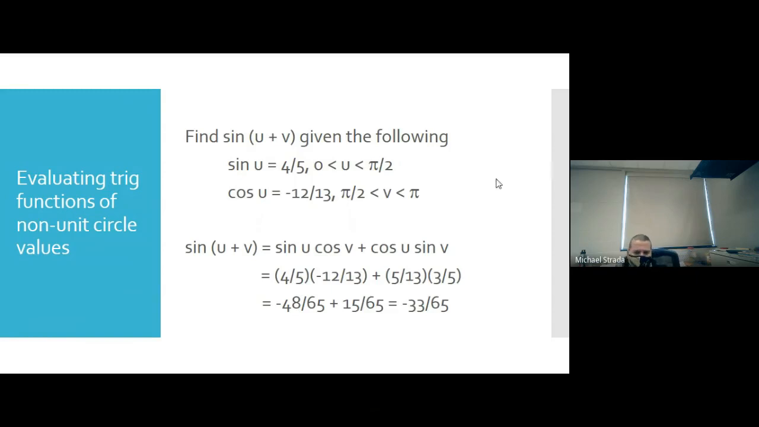Now we multiply. 4 times negative 12 is negative 48. 5 times 13 is 65. 3 times 5 is 15. 5 times 13 is 65. You will always have a common denominator, because they have the same hypotenuse. Negative 48 plus 15 is negative 33 over 65. That's what you end up with.